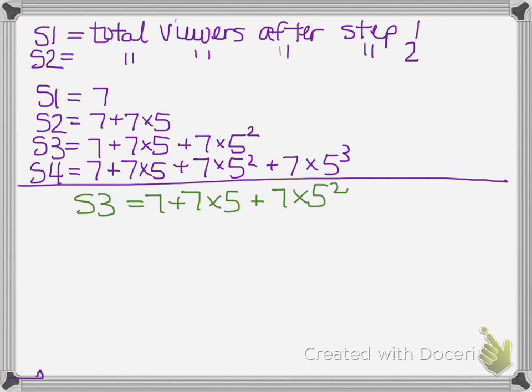Okay, so we're going to do this for step 3. For step 3, we're going to do the same thing. S3 minus 7 is equal to, and now I'm going to subtract this 7 because I subtracted 7 from this side, so I'm going to subtract it from this side, so I'm just going to leave it off. This will equal 7 times 5 plus 7 times 5 squared.